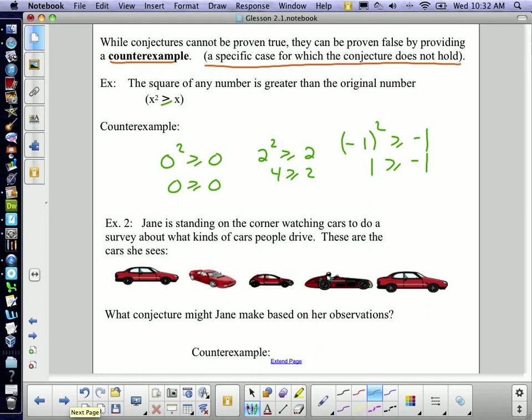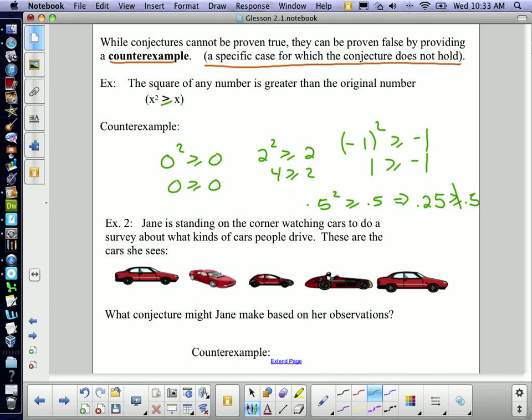What do you got? 0.5. Oh, 0.5, a fraction. What's 0.5 squared? Well, 0.5 squared is 0.25. Ooh, there we go. 1/2, 0.5. We found a counterexample. Did it take us a few tries? Yep. It took a few tries.